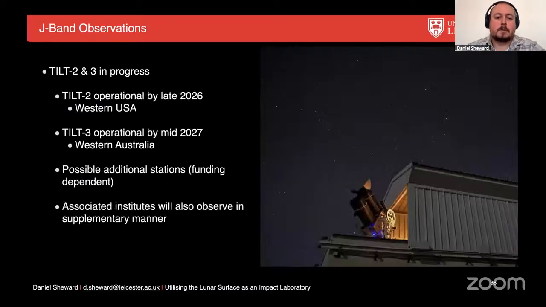And then TILT 2 and TILT 3 are currently in progress. Their telescopes are currently being built. TILT 2 should be operational by late this year, and that will be somewhere in Western USA. And TILT 3 will be midway through next year, and that will be somewhere in Australia, with possible additional stations, depending mostly on how much money we spend on these ones. And we'll also have associated institutes observing in a supplementary manner in case one station is clouded or offline for some reason.